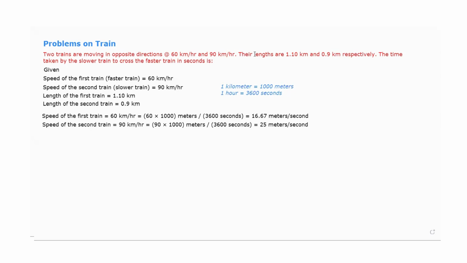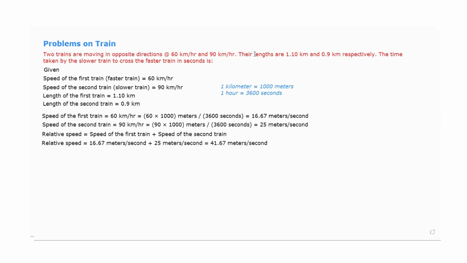Which is the sum of their speeds since they are moving in opposite directions. Relative speed equals speed of the first train plus speed of the second train. Relative speed equals 16.67 meters per second plus 25 meters per second equals 41.67 meters per second, approximately. To calculate the time taken by the slower train to cross the faster train, we divide the sum of their lengths by the relative speed.